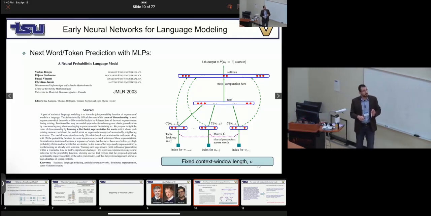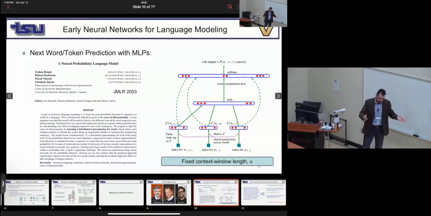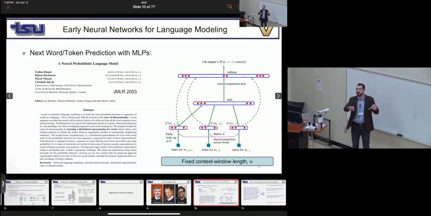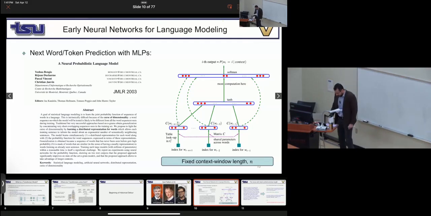Okay, so it seems like it's been already done in 2003, but actually there are a lot of issues. So one big issue with this paper was, of course, we didn't have as much compute as we have today, but more than that, there was a fixed context window of length n. So that means you need to always analyze a sentence with n words in it and try to predict the next word. So there's a fixed window of context that you can have. So why is this problematic?